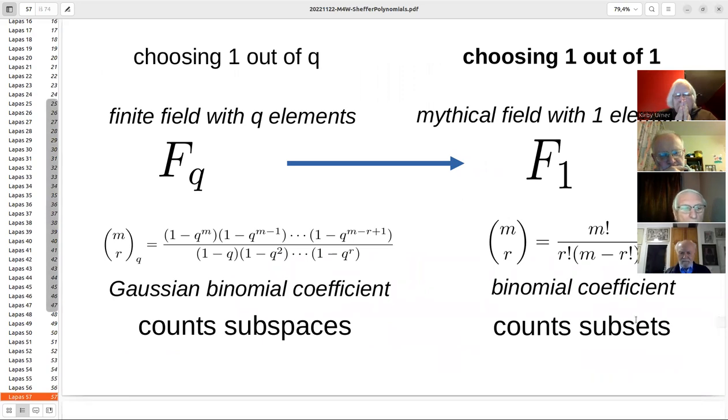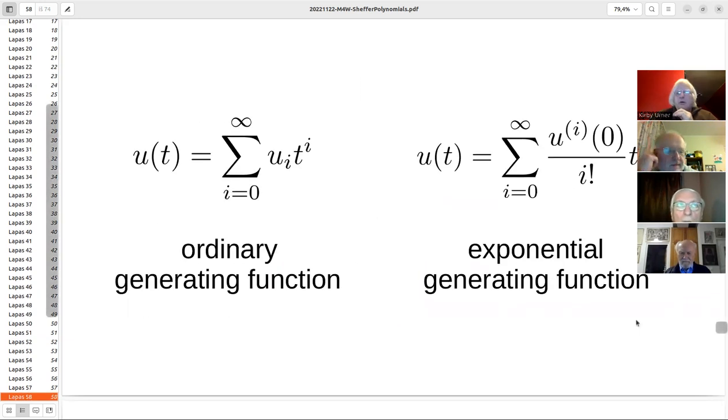Another thing is this choosing 1 out of 1. That is something that comes up in a very mythical thing, this field with 1 element. So that's a thing for a future time. If you like, you can stop me on any of this, but this distinction between ordinary generating function and exponential generating function was important in order to make the combinatorial interpretation work out smoothly.